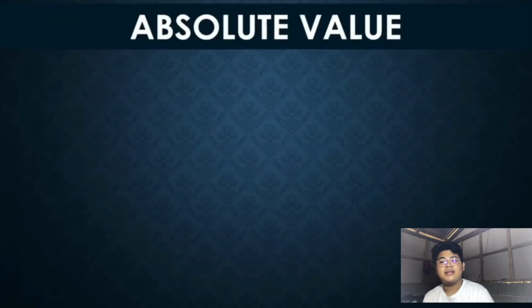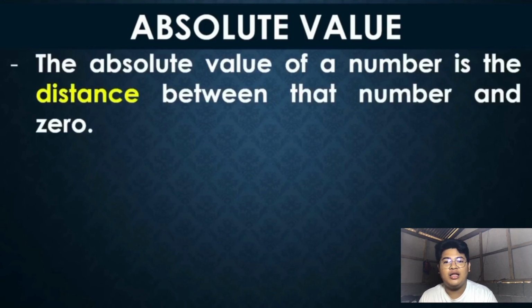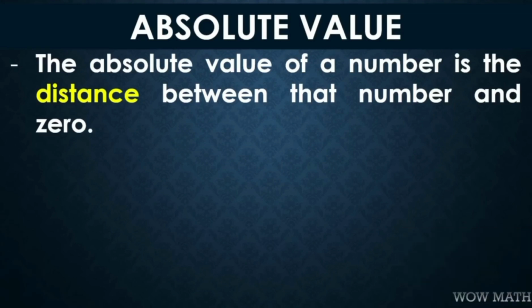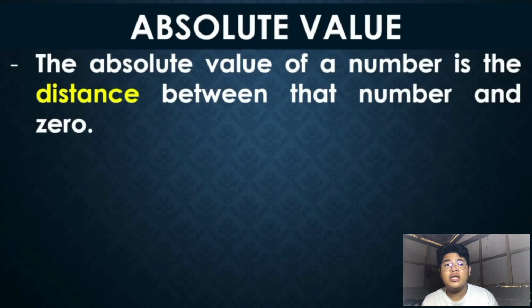So our next topic is absolute value. The absolute value of a number is the distance between the number and 0. So if you say absolute value, it's about the distance between, or the number of units between the integers. So that's called the absolute value.